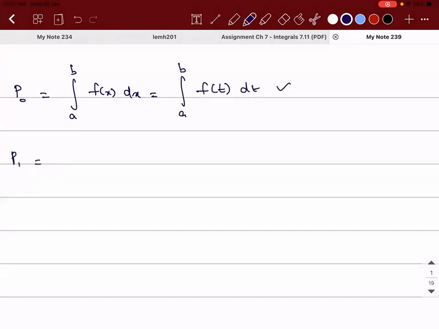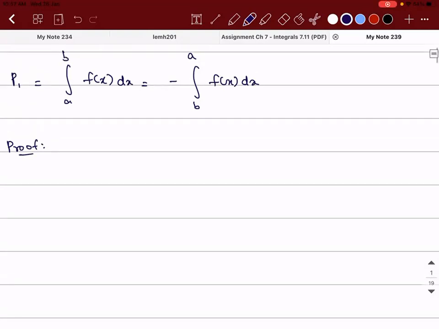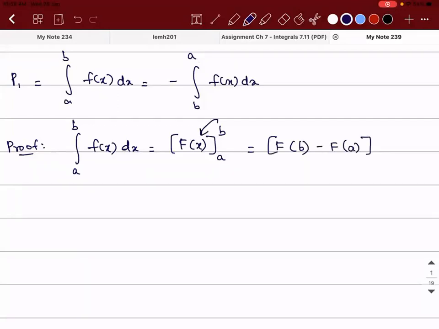So let's say P1 is equal to integral of a to b f of x dx. This is going to be negative of integral of b to a f of x dx. So let's see the proof for it. The proof for this is very simple. It is something like this. If I say integral of a to b f of x dx is going to give me capital F of x between the limits a to b, then I will do upper limit substitution minus the lower limit substitution. So it is going to be capital F of b minus capital F of a.